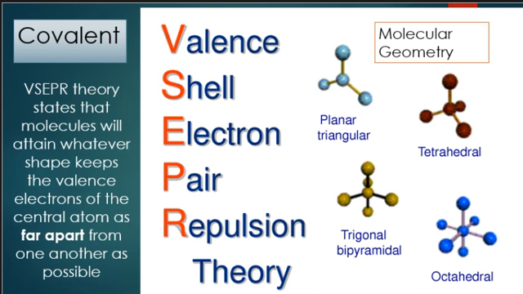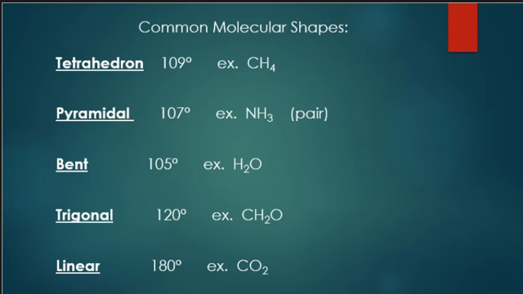Okay, so what the VSEPR theory states is that molecules will take a shape so that those electrons can be as far apart as possible. All right, they're going to move as far apart as possible without leaving the molecule. Okay, so they'll become strangely shaped. All right, so our shapes are these, our common molecular shapes.